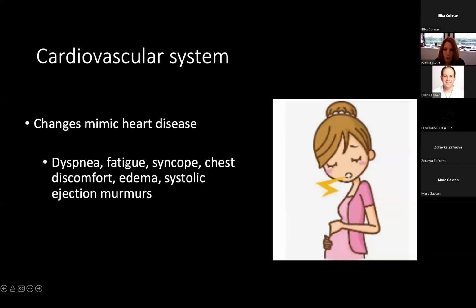So some of the normal signs and symptoms that pregnant patients complain of can be quite normal, and some are not. So sometimes it's really tough to tease out what is normal and what is not. And this is often done by physical exam, history, etc. So very normal that pregnant patients complain of dyspnea, fatigue, syncope, chest discomfort, edema, and systolic ejection murmurs. So trying to sort out, is this normal pregnancy or is this indicative of some underlying condition is sometimes challenging.